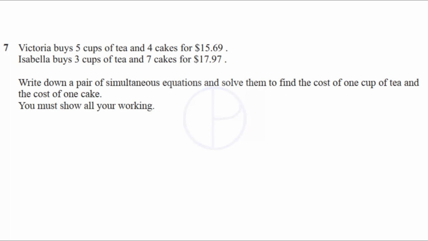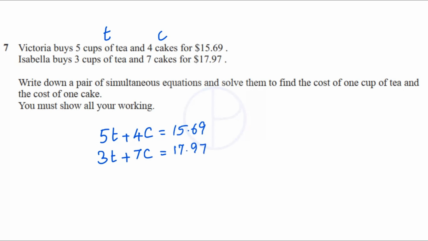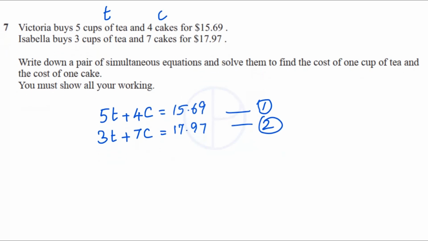Okay, first Victoria buys 5 cups of tea. To represent tea, let's use T. And for cake, let's use C. So 5T plus 4C is equal to 15.69. Isabella buys 3 cups of tea. So 3T plus 7C equal to 17.97. So let's mark these two equations as 1 and 2. Now we need to solve these simultaneous equations.